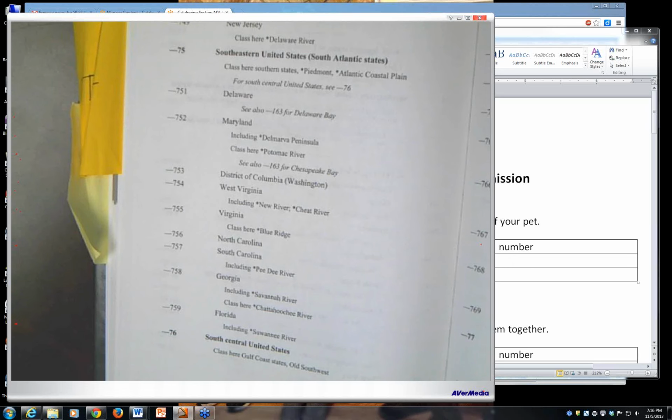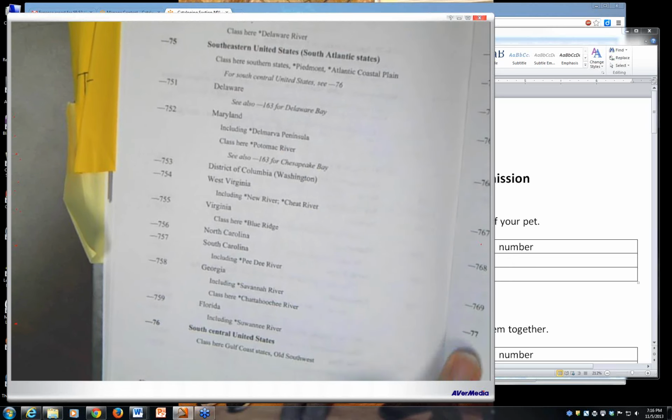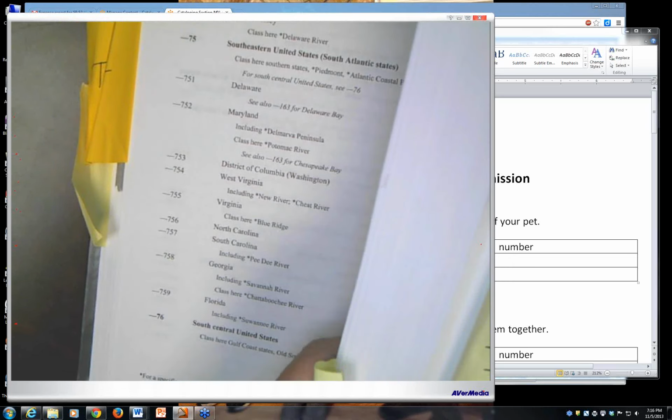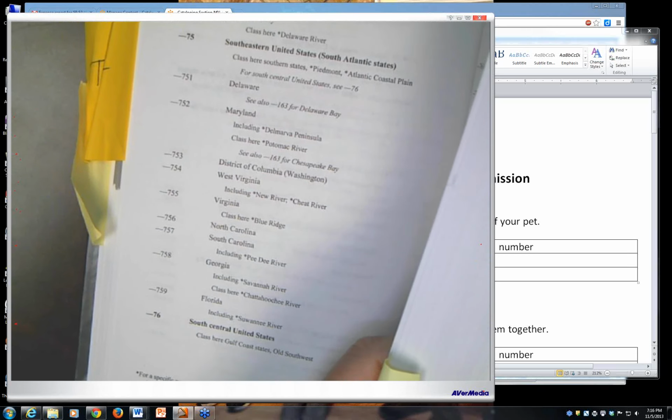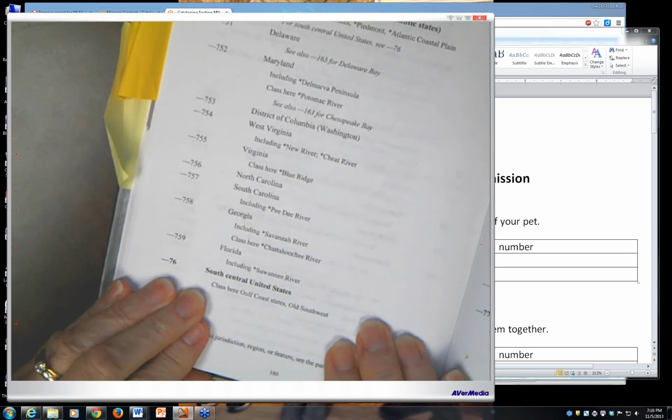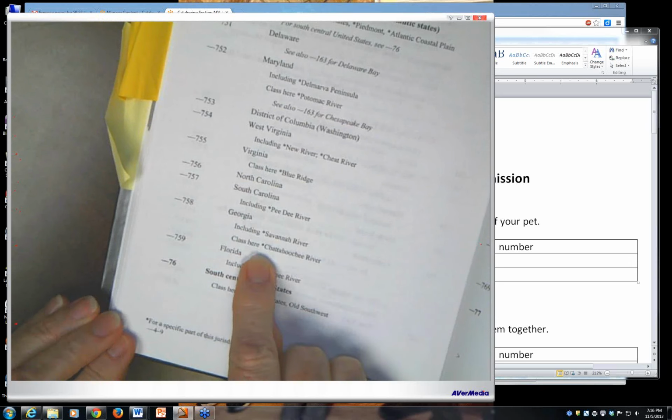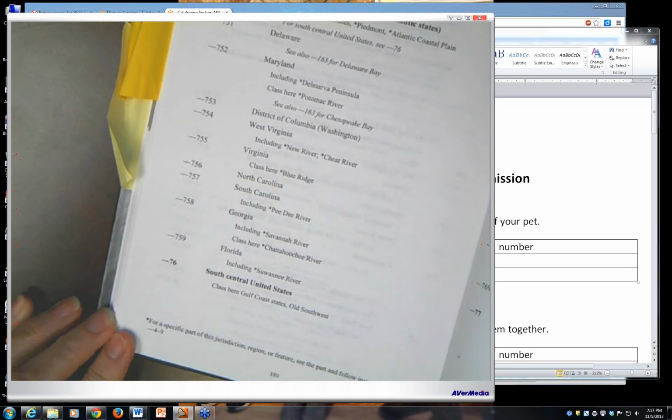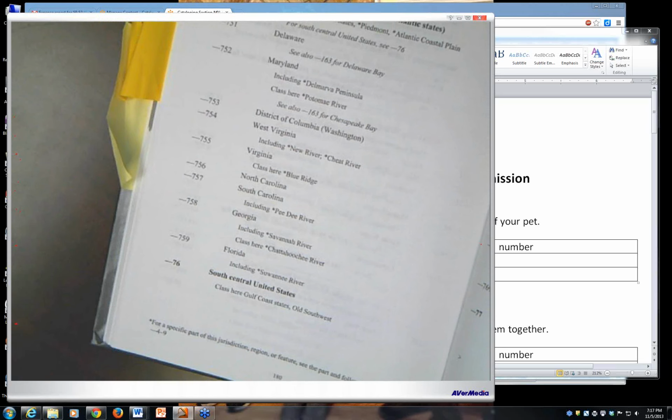Okay, I think it does make sense. I'm not sure where you're seeing that. Are you seeing it in the relative index, Lana? You're on that page, and see where it says Chattahoochee River, and down at the bottom. Yes, exactly. It tells you to go to -4-9.